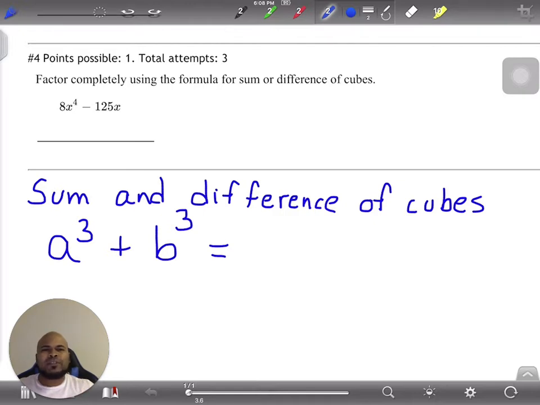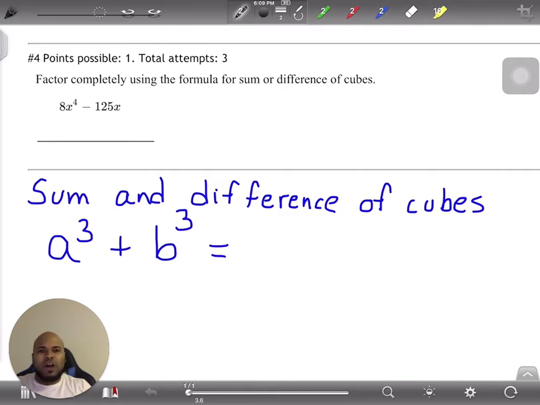And today we're going to talk about factoring a special case, which is the sum and difference of cubes. So these will always factor the same way. They're actually pretty fast to factor. Let's go on with the rule.